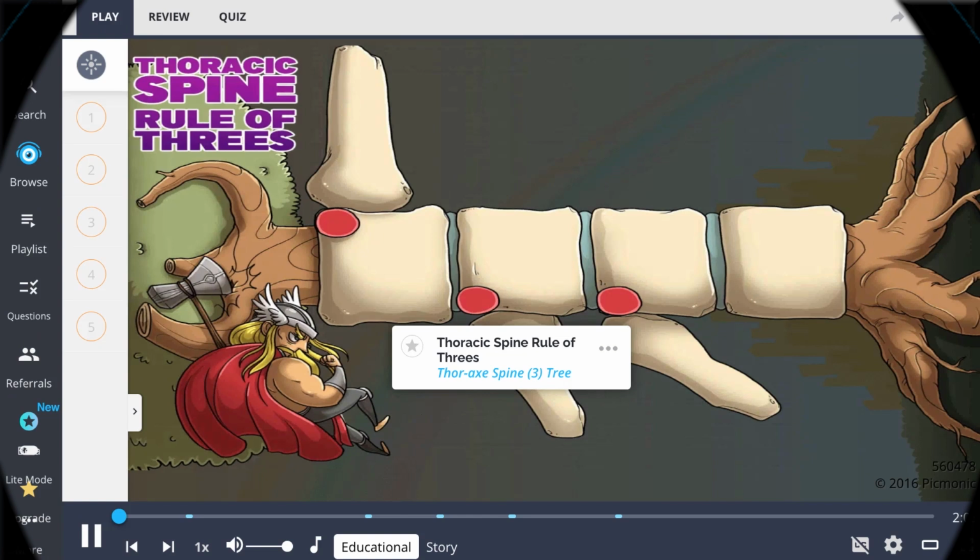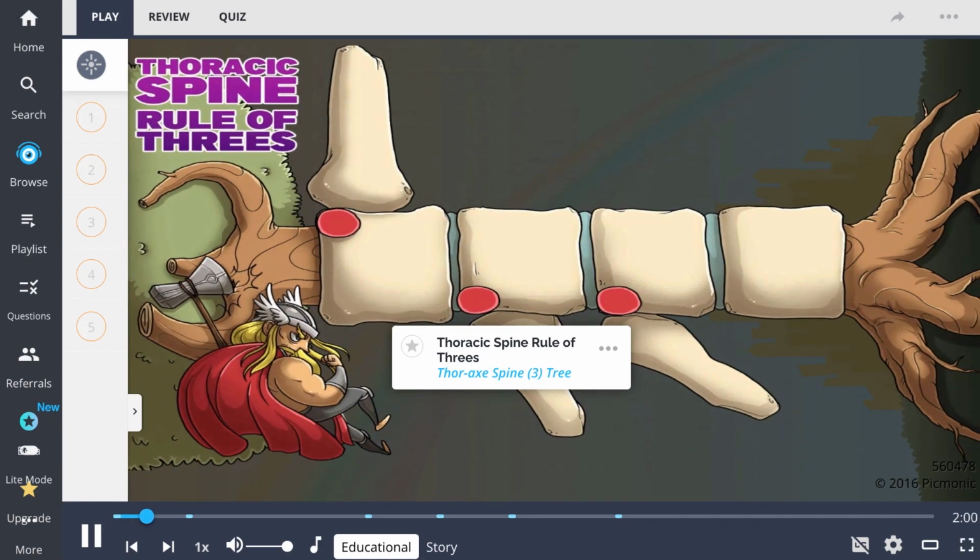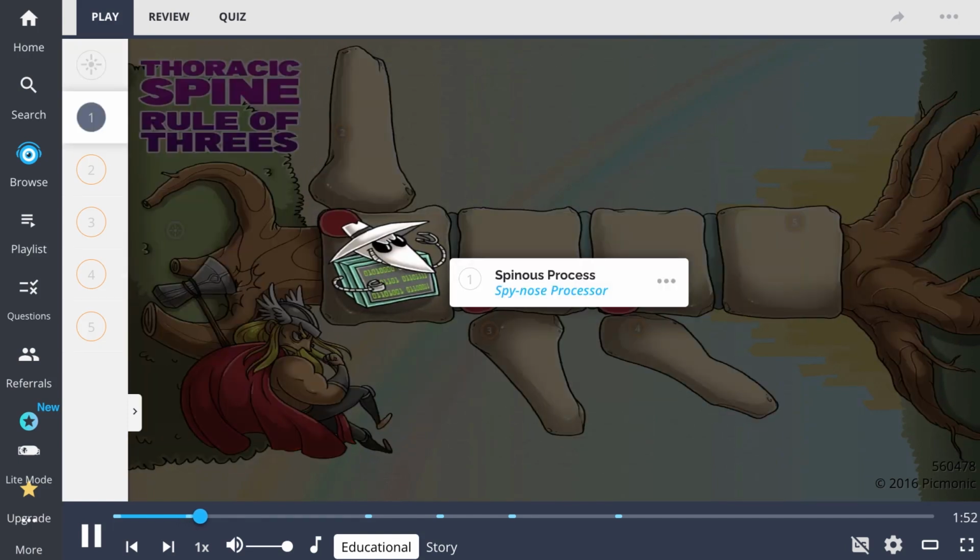In this Picmonic, we will learn about the thoracic spine rule of threes, shown here by the thorax spine 3 tree. The thoracic spine rule of threes is a simple tool to help physicians palpate the spinous processes, or SPs, represented by the spine nose processor of each vertebral segment.